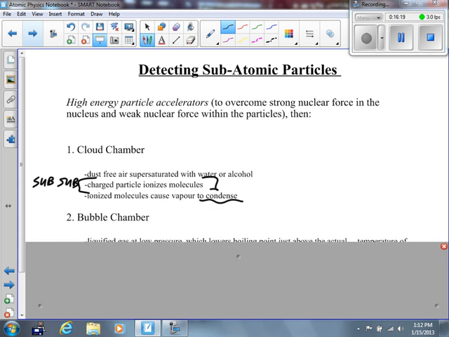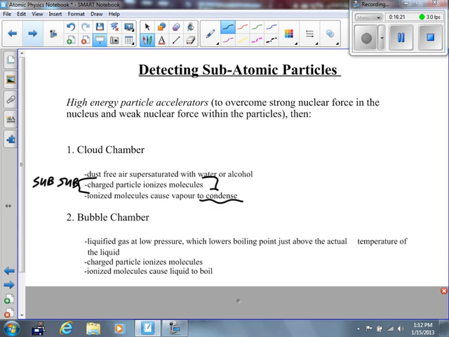Another way to observe them is something we call a bubble chamber. This is real similar, but exactly the opposite at the same time. Here, instead of having a dust-free air supersaturated with water or alcohol, in other words, instead of having a gas that's really close to being a liquid, we have a liquefied gas. It's at low pressure, which lowers the boiling point. A liquefied gas, in other words, we have a liquid that's almost a gas. So cloud chamber, we have a gas that's almost a liquid. In the bubble chamber, we have a liquid that's almost a gas.